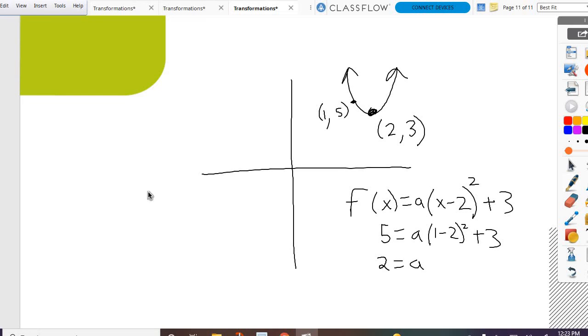So what would be my overall function? 2 times x minus 2 squared plus 3. You're going to need to be able to do that with different types of functions. I need to be able to take 2 points and figure out how far my graph has been stretched or compressed given a parent function. Okay?